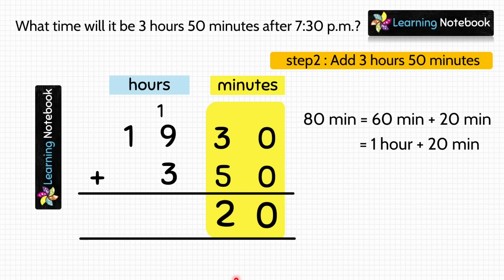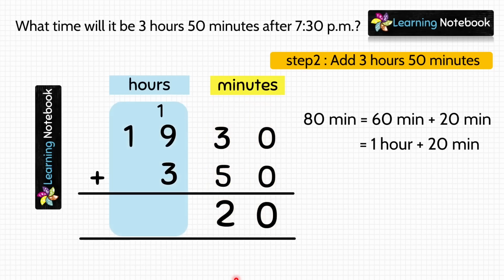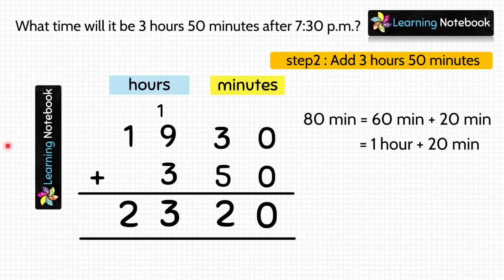So now let's add the hours column. 1 carry plus 19 plus 3 equals 23. So after adding, we have got 23. So now we have got the answer as 23 hours 20 minutes.